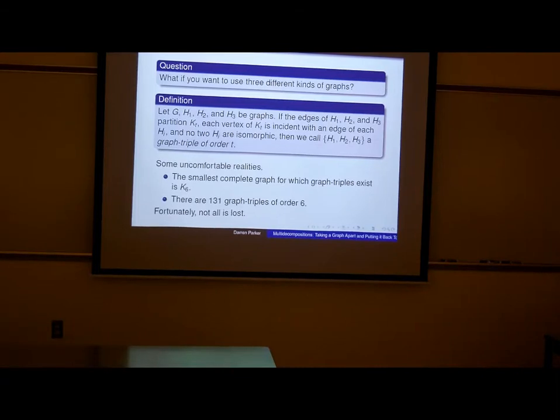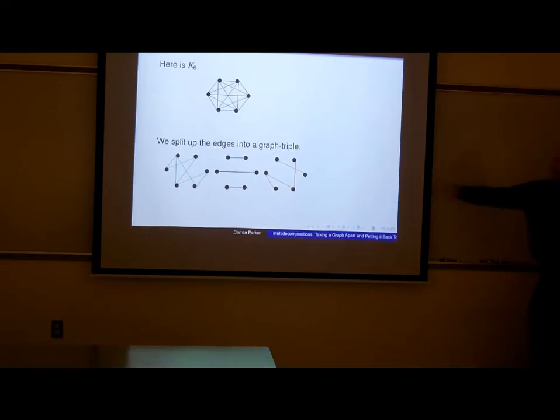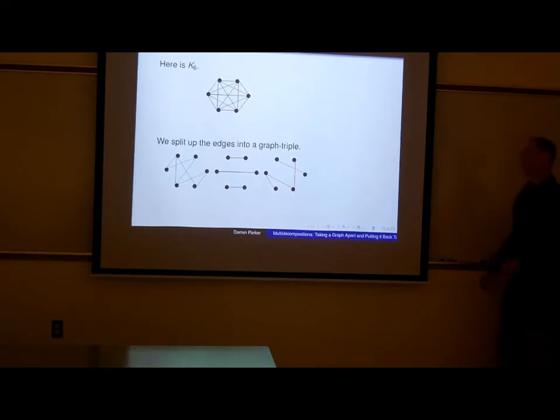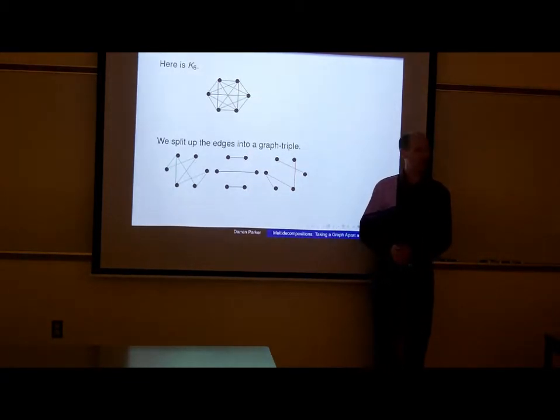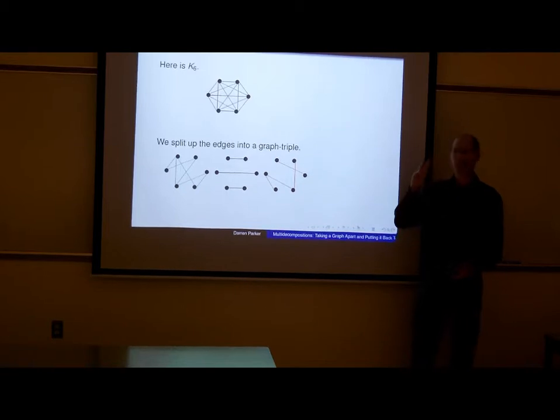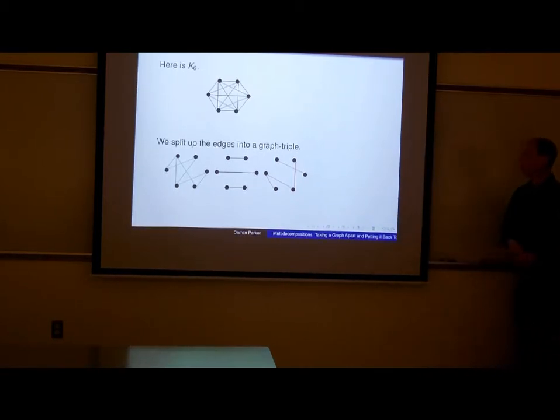Let me give you an example of the type of reasoning that we use. All right, so here's K6, and you're going to color the edges so that you can see the graphs. Okay, so there's a triple. You have some squigglies on the left and squigglies on the right, but one I really like is the one in the middle. I seem to like P2. So this is not 2 P2s like the last one, this is 3 P2. Okay, so this is one possibility of what you can have for a graph triple.